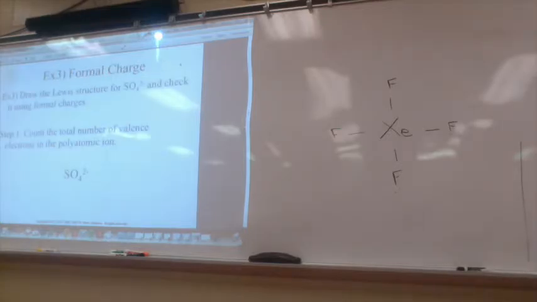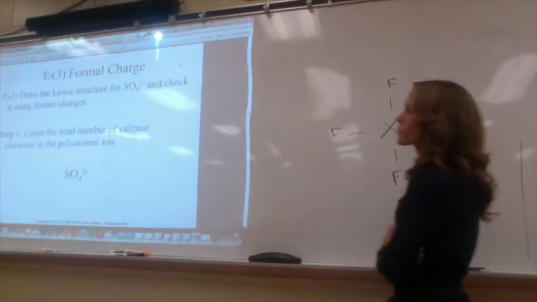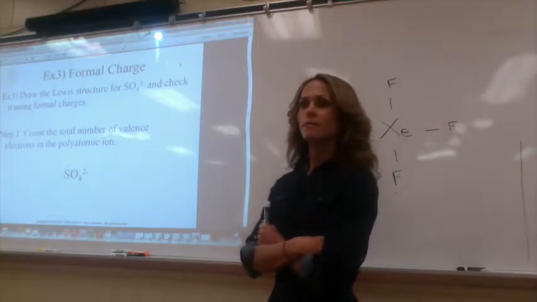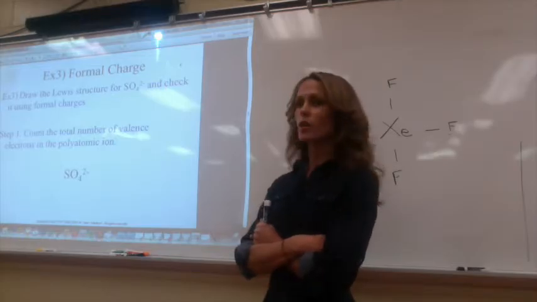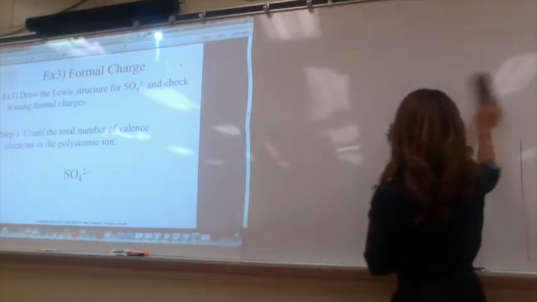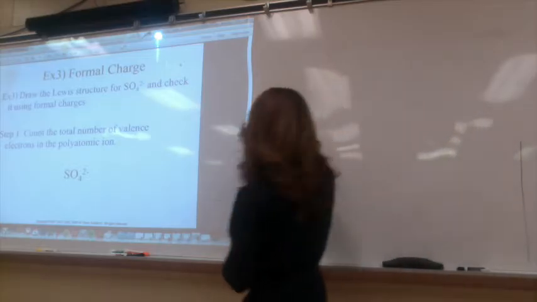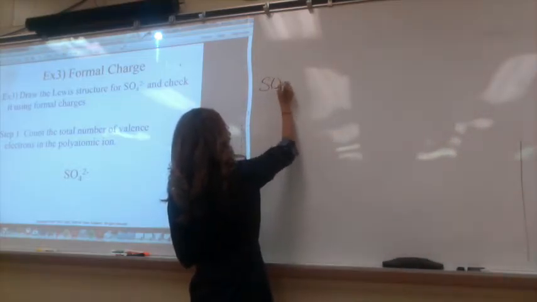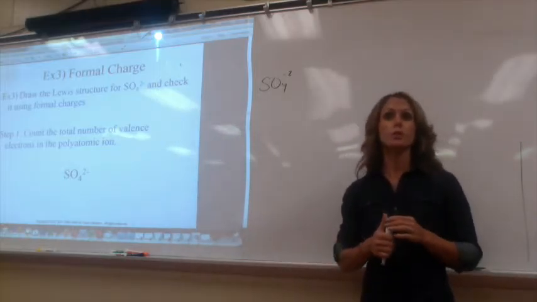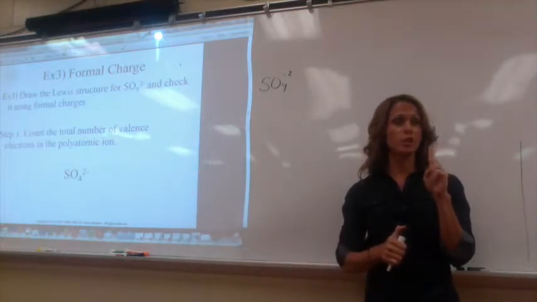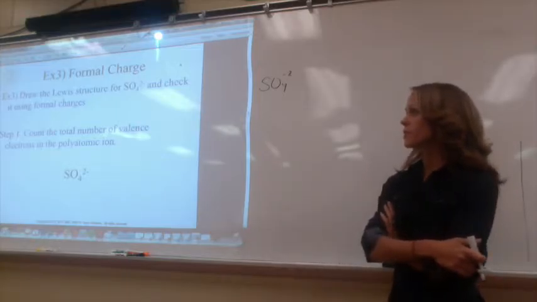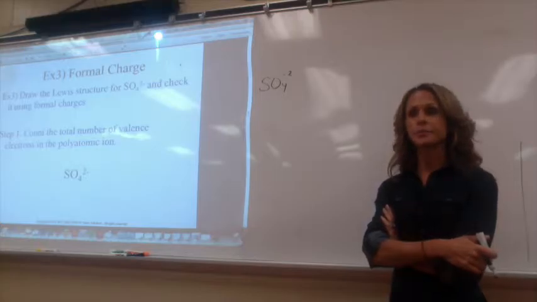All right, you're going to do this one on your own. Draw the Lewis structure for sulfate and check it using formal charges. So step 1, we're going to do our structure drawing technique. Sulfate, just as a reminder, is a polyatomic ion, right? So when I'm drawing the structure and when I'm calculating formal charge, I better remember that there's 2 extra electrons assigned in the structure. So step 1, count the total number of valence electrons in the polyatomic ion. Go ahead.